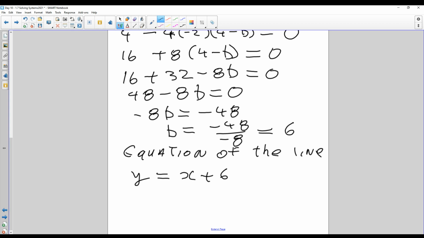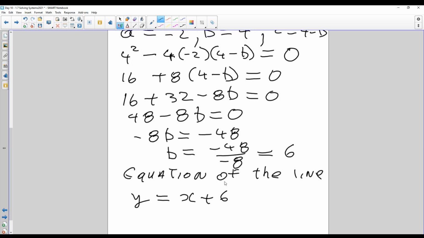So, there's our solution. That was what b was all along. The b that is not the b from the quadratic, but the b from the y equals mx plus b. That's the b that we're trying to find. And that b looks like it's 6. Y equals x plus 6. Okay. Well, that's good. But they asked one other question.